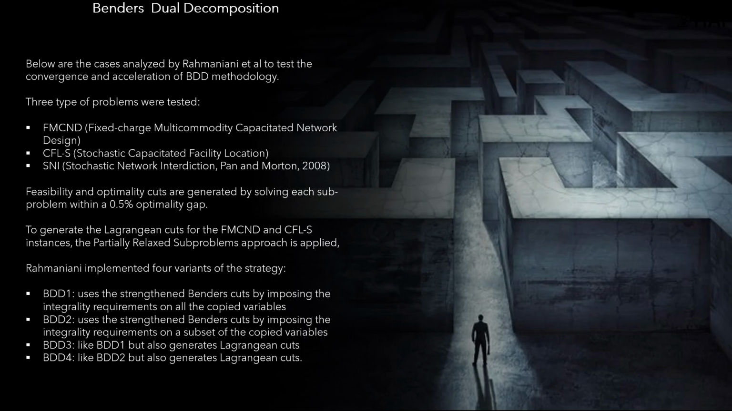Rahmaniani implemented 4 variants of the strategy. BDD-1, using strengthened Benders cuts by imposing the integrality requirements on all the copied variables. BDD-2, using strengthened Benders cuts by imposing the integrality requirements on a subset of the copied variables. BDD-3, like BDD-1 but also generates Lagrangian cuts. BDD-4, like BDD-2 but also generates Lagrangian cuts.